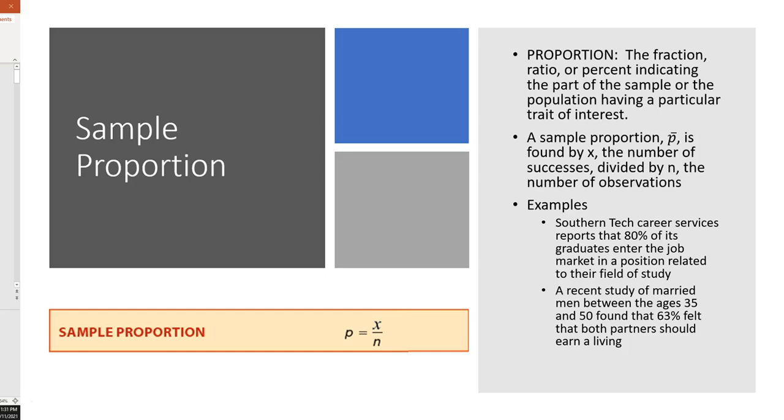So in Southern Tech, we have an example where a graduate either entered the job market in a position related to his or her field of study or not. Married men either felt that both partners should earn a living or they did not. So in each example, an observation is classified into one of two mutually exclusive groups. And so we can refer to the groups in terms of proportions.